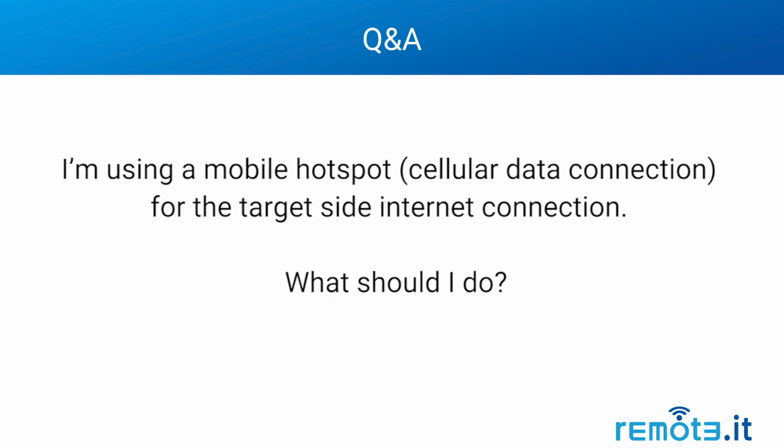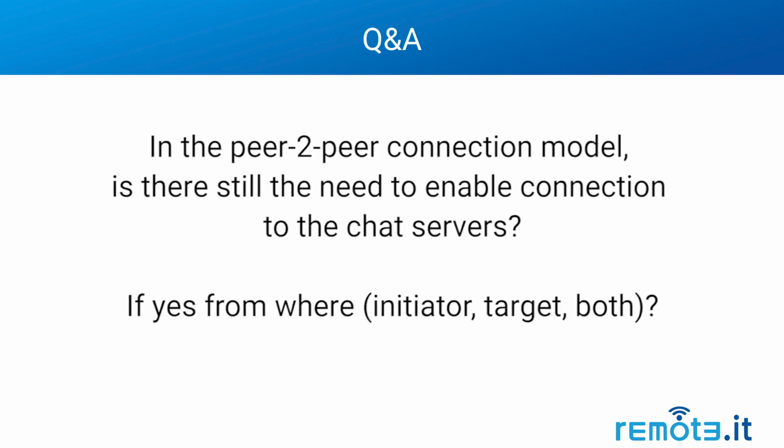Another question that we got ahead of time says, I'm using a mobile hotspot or cellular data connection for the target side internet connection. What should I do? And in our experience, it should not be necessary to do anything special in this scenario to allow an incoming connection either on peer-to-peer or proxy.